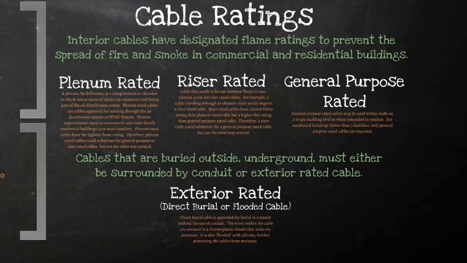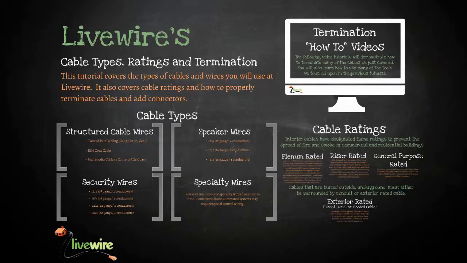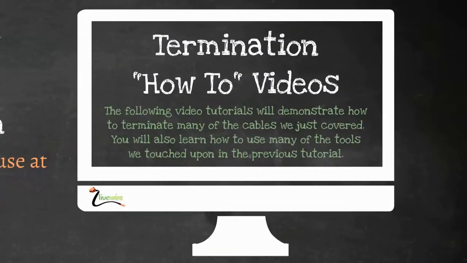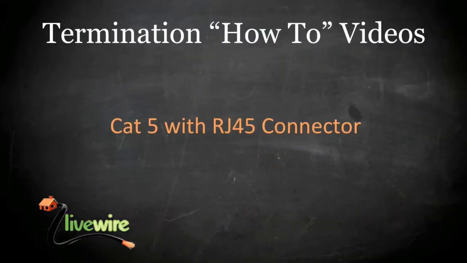Now that we've looked at how cables are rated and the types of cables you will see at Livewire, let's learn how to terminate some of these cables and add connectors. The following video tutorials will demonstrate how to terminate many of the cables we just covered. You'll also learn how to use many of the tools we touched upon in the previous tutorial. Let's start by learning how to terminate a Cat5 cable with an RJ45 connector. Remember, the Cat5 cable is one of the twisted pair cables and is most often used for data and voice. The process you will learn here for Cat5 is similar for Cat5e and Cat6 cables.